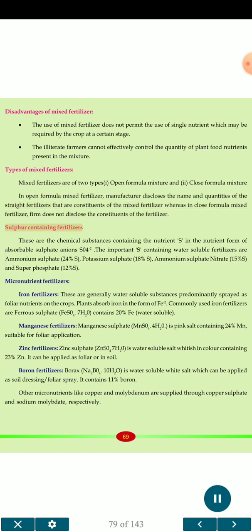Sulfur containing fertilizer. These are chemical substances containing the nutrient S in the form of absorbable sulfate anions, SO4 2-. The important S containing water-soluble fertilizers are ammonium sulfate, 24% S, potassium sulfate, 18% S, ammonium sulfate nitrate, 15% S, and superphosphate, 12% S.